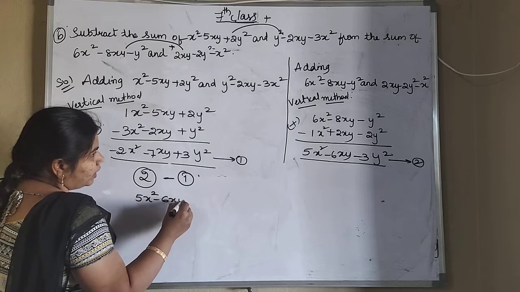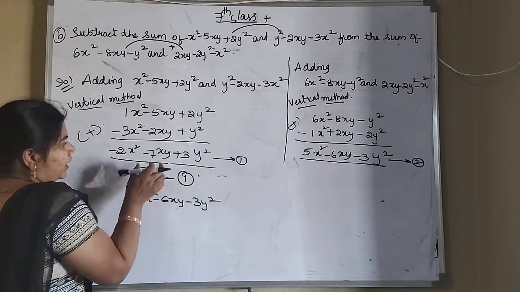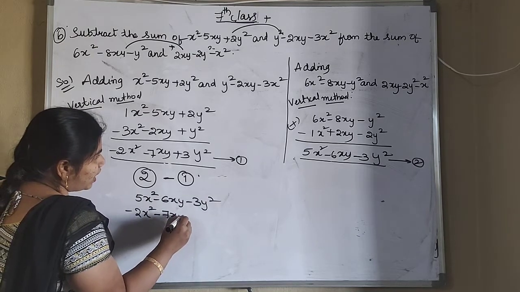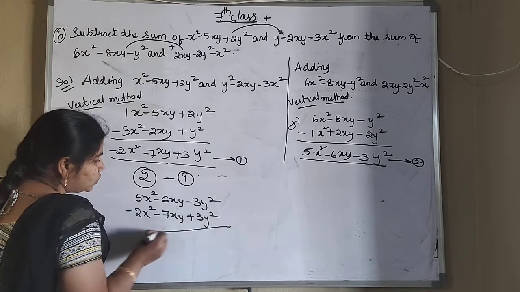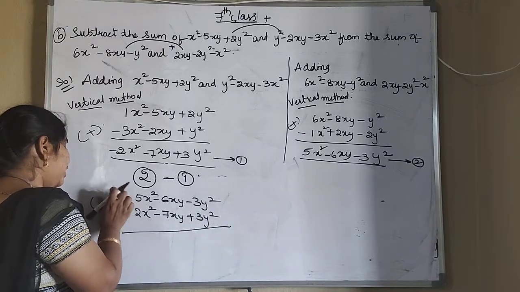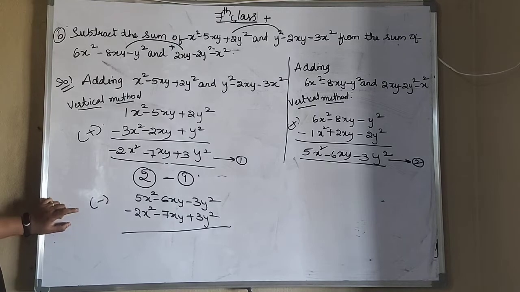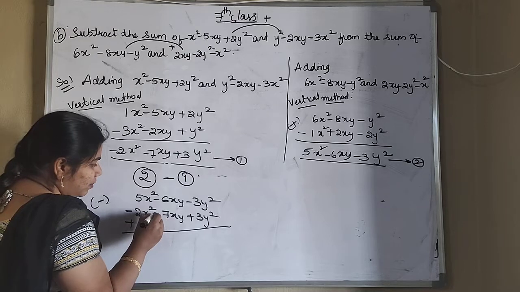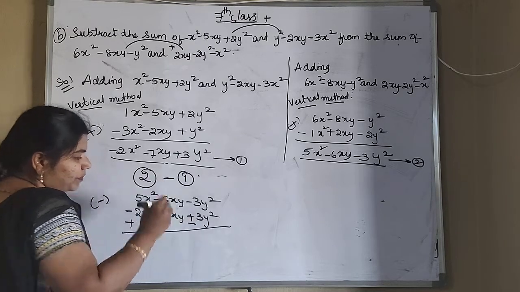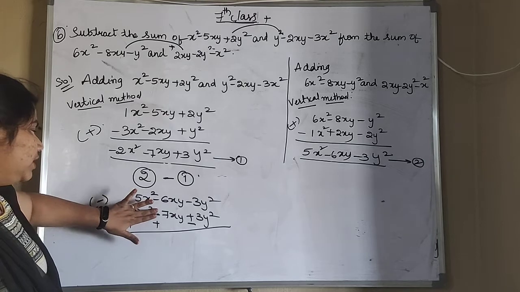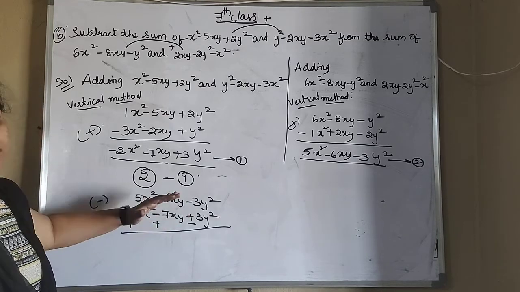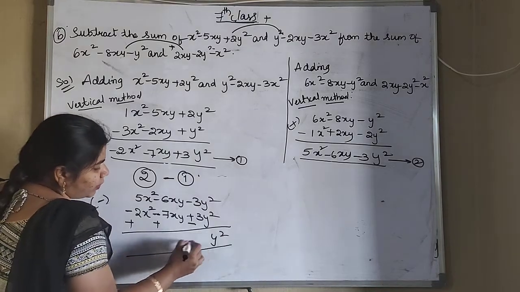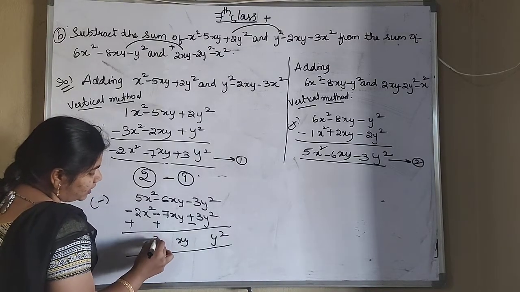Again I am doing in vertical method itself. Next, second expression is minus 2x square minus 7xy plus 3y square. So what we are doing? Subtraction we are doing. In subtraction the signs will be changed. So this minus will become plus, minus will become plus, plus will become minus. Now we will not consider these symbols for subtracting. Okay, so first you write the alphabets as it is. Y square, xy, x square.